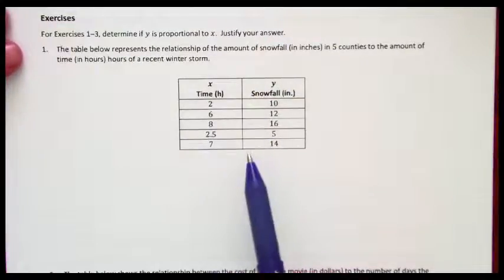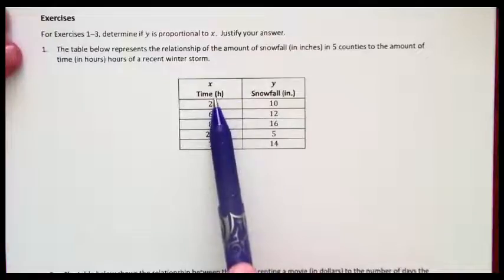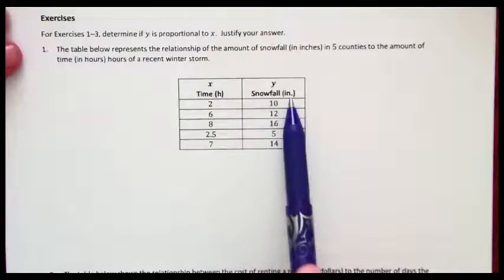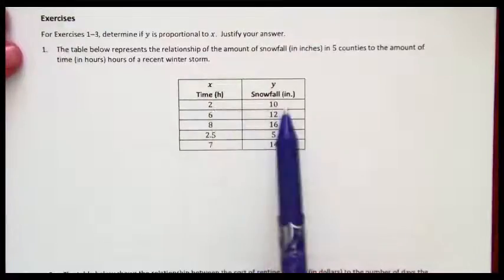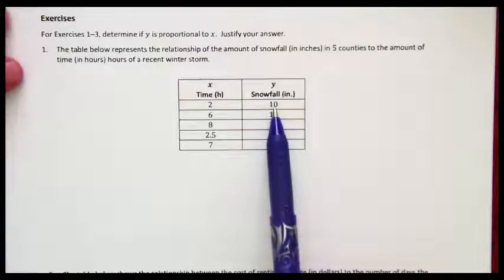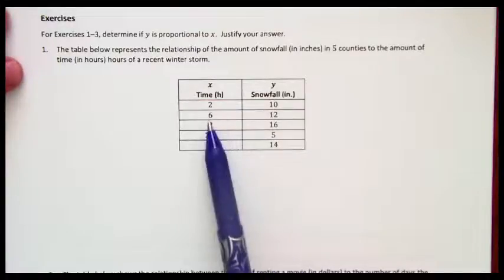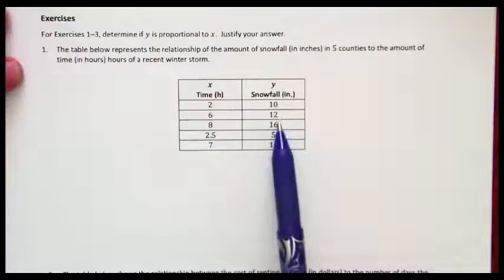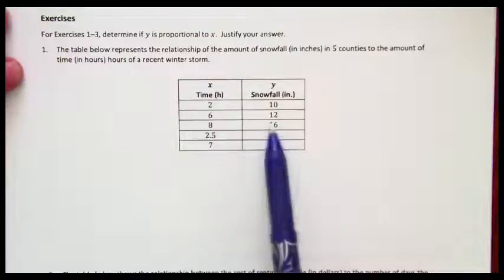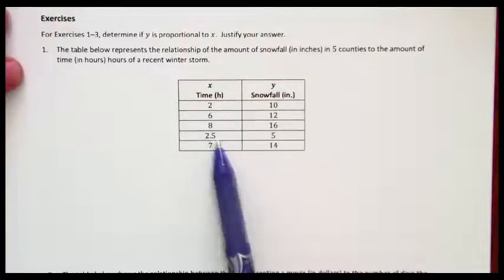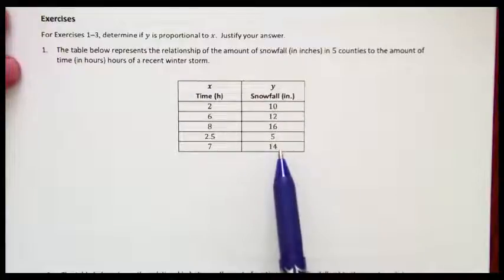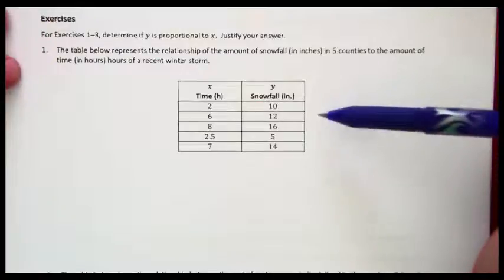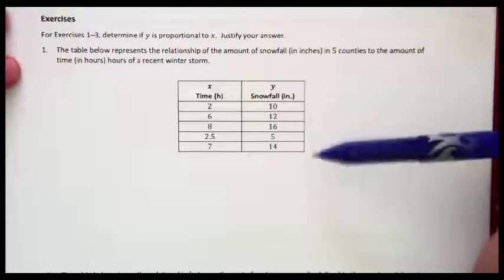In this table, we're comparing the time in hours to the snowfall in inches. We can see that in 2 hours, there were 10 inches of snow. In 6 hours, there were 12 inches of snow. After 8 hours, there were 16 inches of snow. After 2.5 hours, there were 5 inches of snow. And after 7 hours, there were 14 inches of snow.